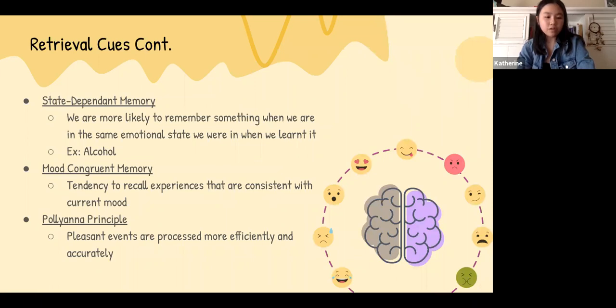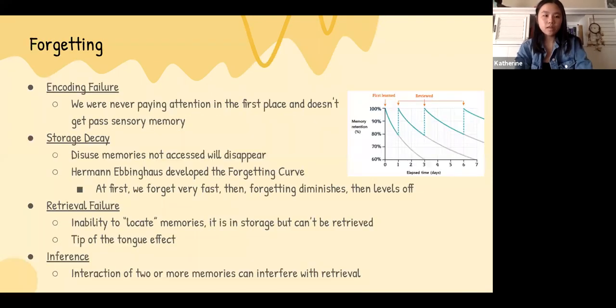And then we have mood congruent memory. This is the tendency to recall experiences that are consistent with the current mood. So if you are sad, you are more likely to remember memories of when you were sad beforehand. So that actually might make you more sad. And then we have the Pollyanna principle. This is the principle that pleasant events are processed more efficiently and more accurately compared to unpleasant experiences.